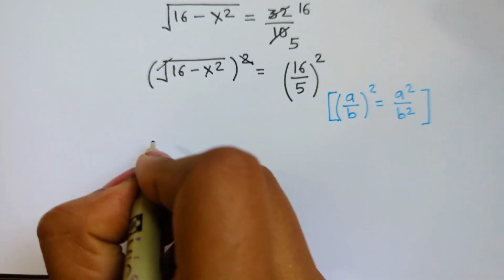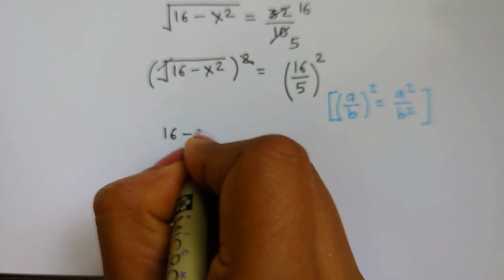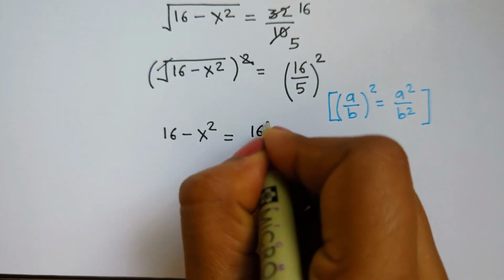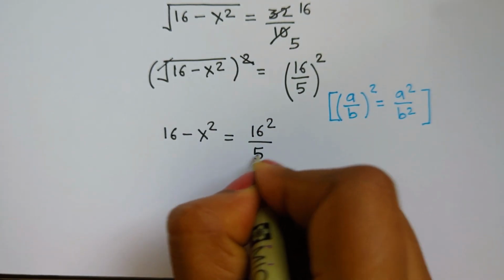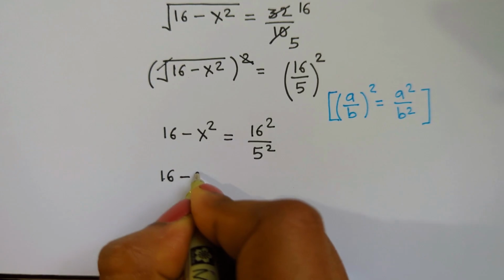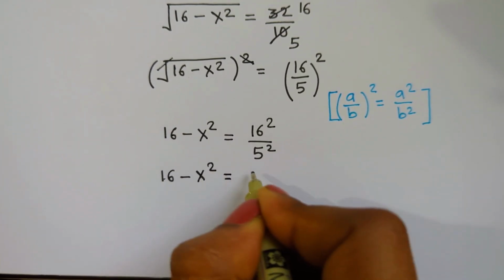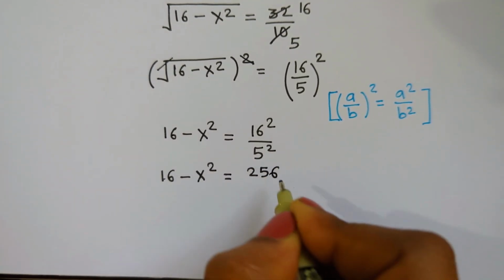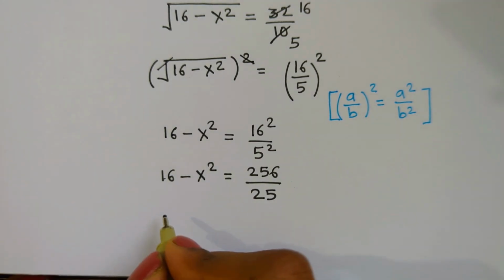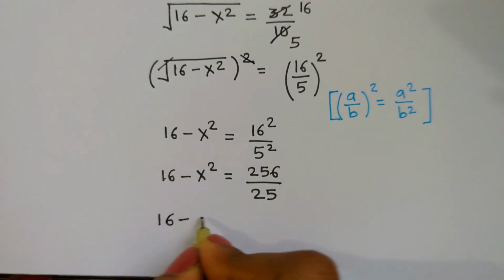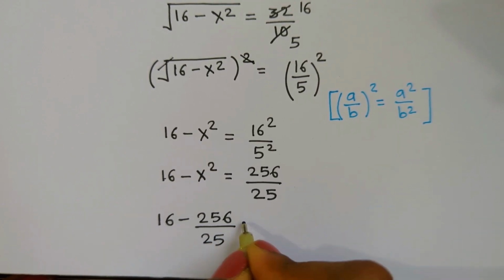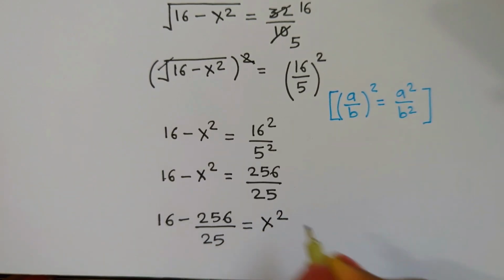Let's use this formula on the right hand side of our equation. The square root and square get cancelled out. On the left hand side only 16 minus x square remains. Right hand side, 16 square divided by 5 square. Now 16 minus x square is equal to 256 divided by 25. Let's change the sides now. 16 minus 256 divided by 25 is equal to x square.